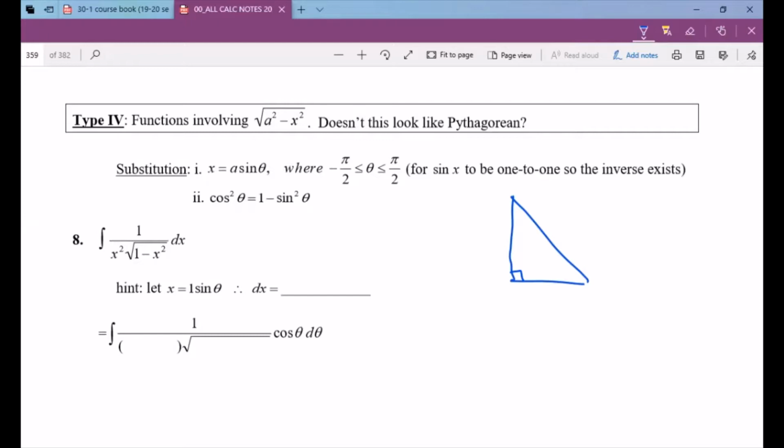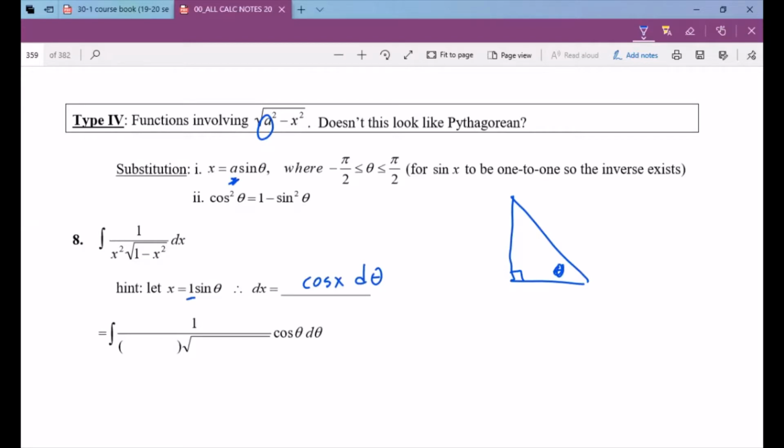We're going to set up theta in our triangle. This theta is going to be one of our angles. In this question, it's saying the integral of 1 over x squared times the square root of 1 minus x squared. So in this case, a is just 1. If we let x equal a sine theta, therefore it's 1 sine theta, and dx ends up being equal to cos theta d theta.